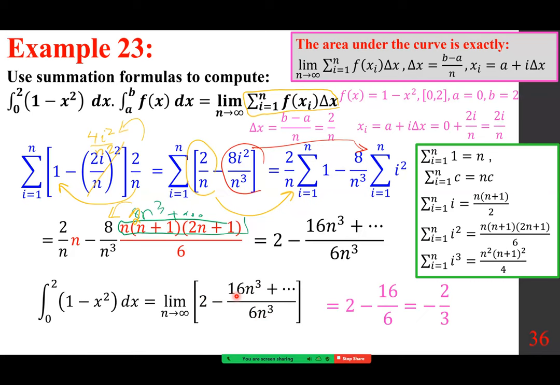And that is negative 2/3, because 12/6 minus 16/6 is negative 4/6, which is negative 2/3. So it becomes negative 2/3. Everybody, again, I think it's pretty clear and pretty straightforward. We're going to move on.